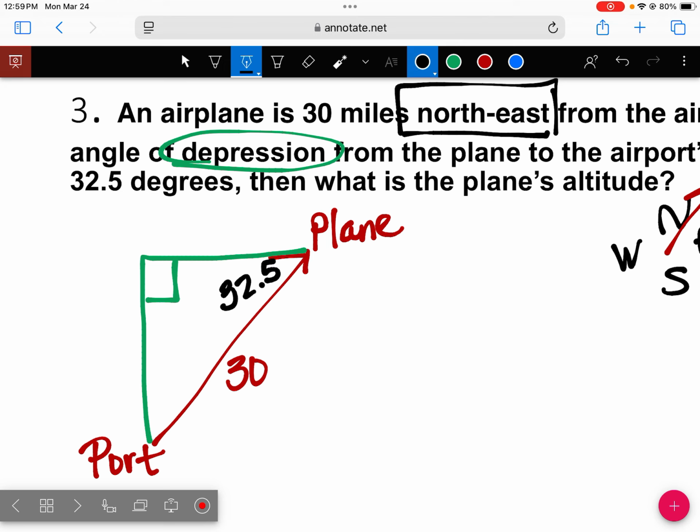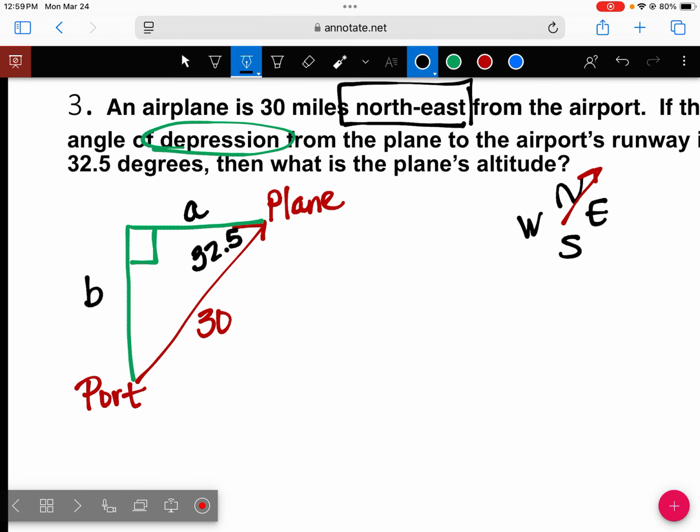All right, so if this is A and this is B, I'm just going to label that. You don't have to label that part, but it's asking what is the plane's altitude. Does anyone know another word for altitude? Height. So which side do you think I'm trying to find? A or B? I just assigned A and B, it could be X and Y, there's no reason why. But B. Yeah, so we're trying to find this side because this is my altitude.